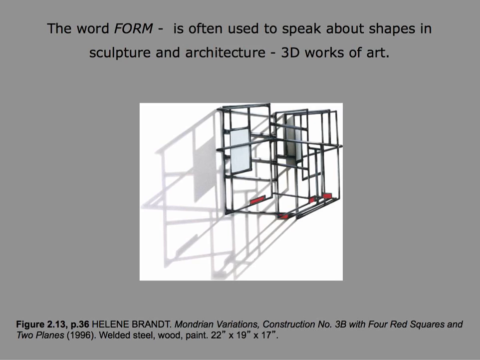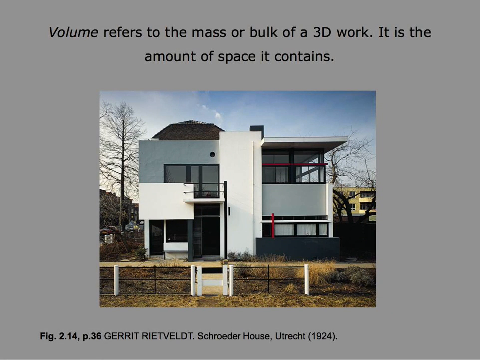When we talk about shape, form also often comes up. Form has more to do with 3D works of art, however. And we can see in this sculpture by Helen Brandt how, again, line is used to create intersecting, different three-dimensional forms. Volume then refers to the mass or bulk of a three-dimensional work. It is the amount of space it contains. And volume can also be created by intersecting shapes.